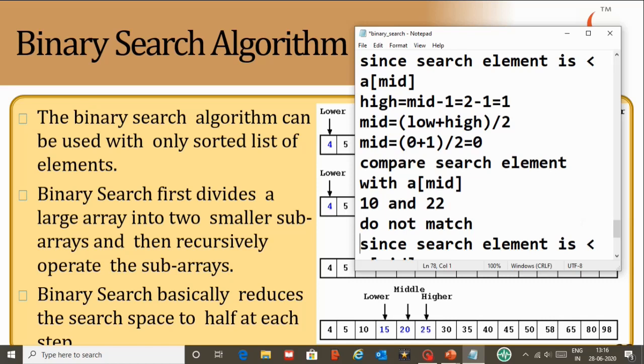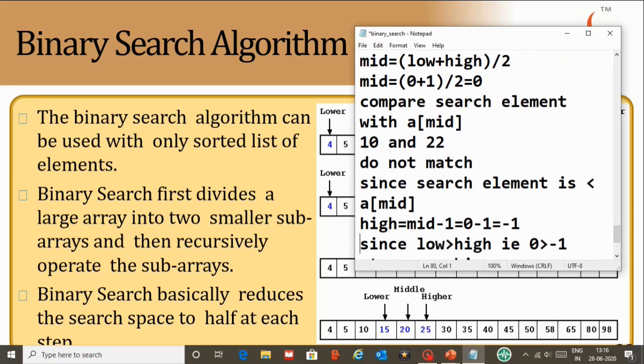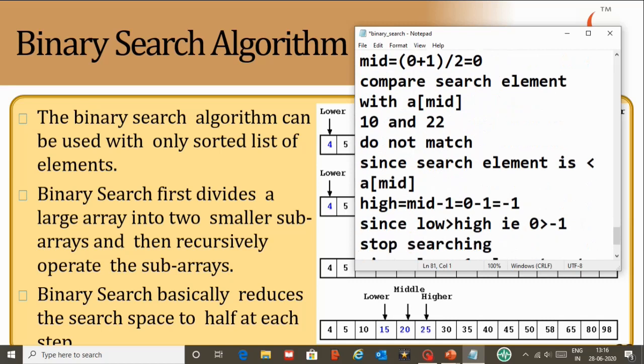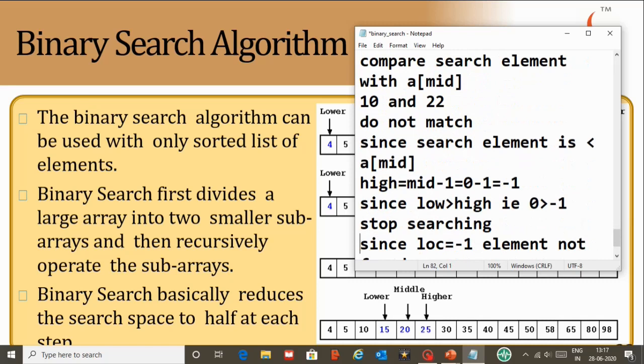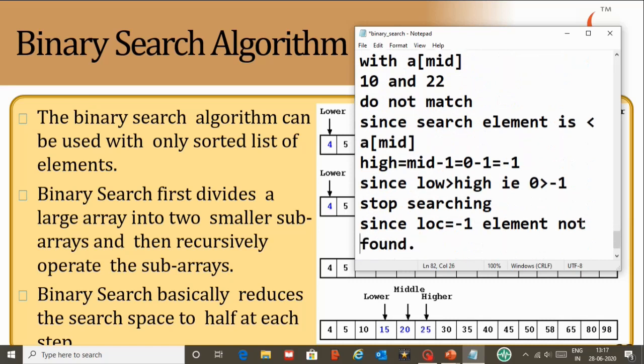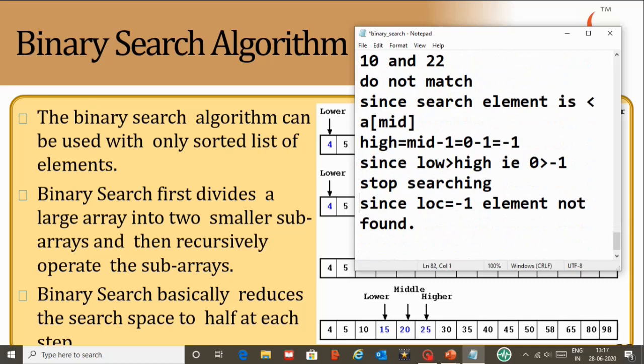What is high? Mid minus 1. So it becomes minus 1. 0 minus 1 is minus 1. And what is the low value? Is 0. Since low is greater than high, stop searching and element not found. Hopefully you have understood the procedure of binary search.